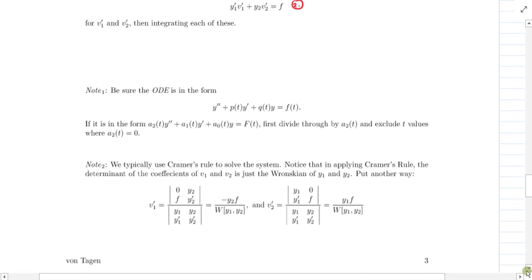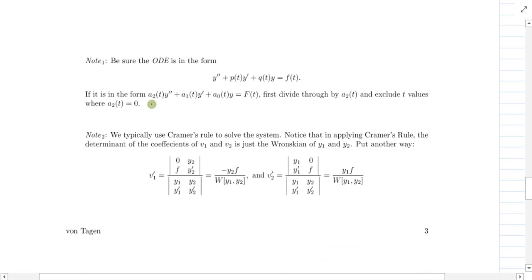Folks, there's a couple of important notes here. The first one is certainly probably the most common mistake students make on a problem like this. All of this theory assumes that the coefficient function in front of y double prime is a 1. But sometimes you might be given a question where you have a coefficient function in front of y double prime that isn't 1. Well, never fear, just simply divide that coefficient function through on both sides. But then, of course, and this is what gets into our existence uniqueness theorems, you have to exclude any points where a2 of t is equal to 0 because of that process of dividing it through.